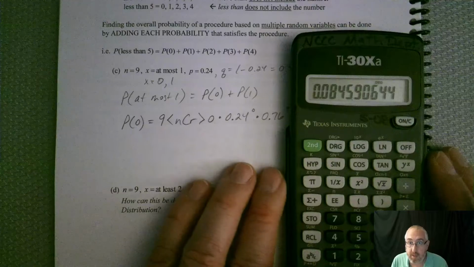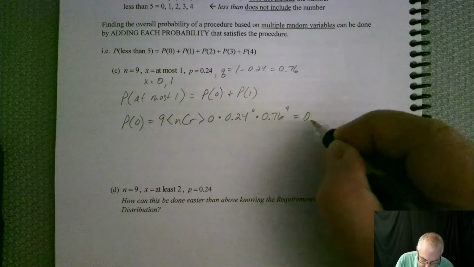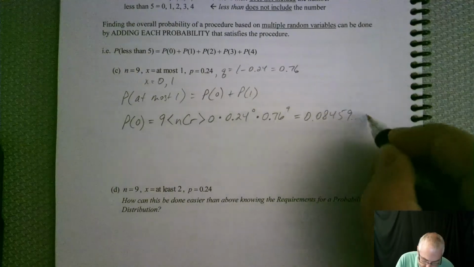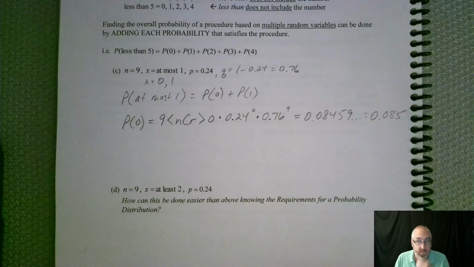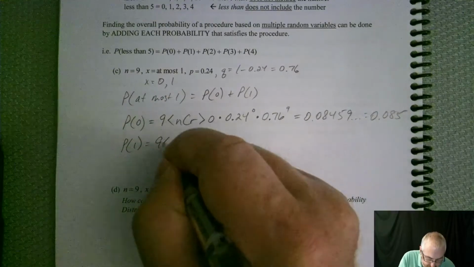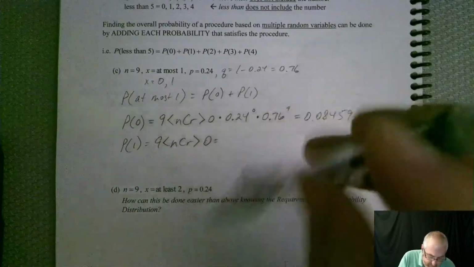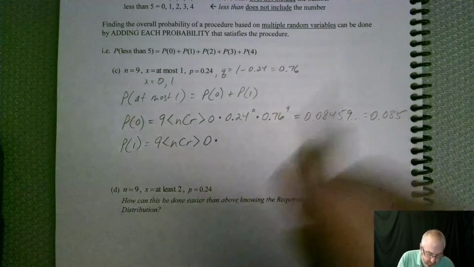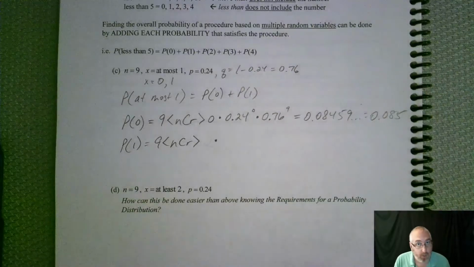0.08459, which we will round to 0.085. Okay. One more time. Oops, not equals, but times. And not 0, but 1. Going too fast. Don't go too fast.